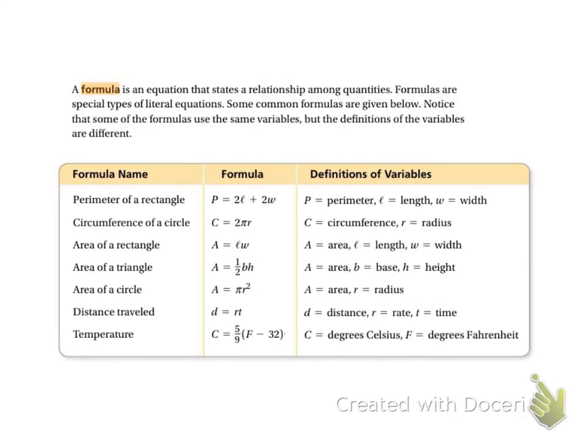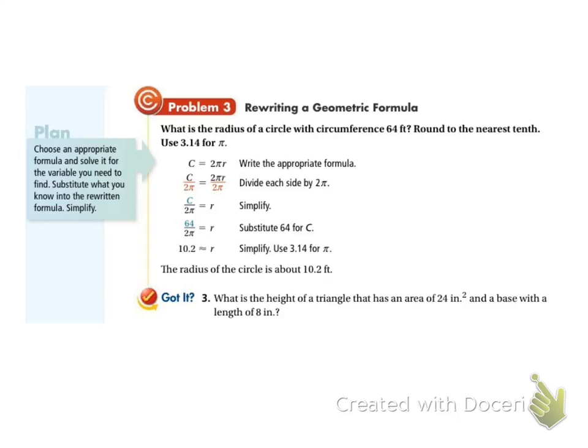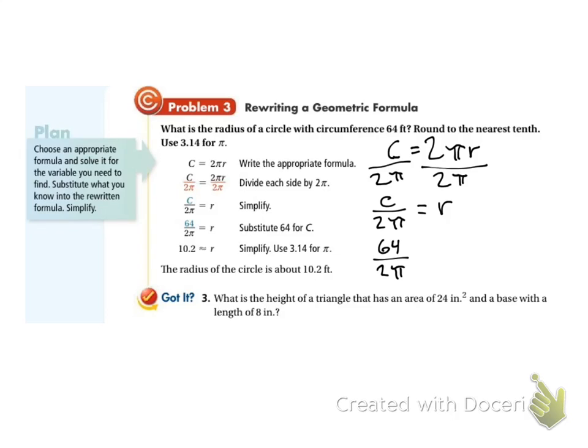Here are some formulas. They're listed in your book for some of your homework problems. For example, here's when we would use it. What is the radius of a circle with circumference 64 feet? So first I'll take my equation for circumference, 2 pi r. I need to solve for the radius. So I need to divide off that 2 pi. 2 pi is just a number, so you can just divide it off together. So I get c over 2 pi is equal to r. Now I can plug in. I have a circumference of 64. So 64 divided by 2 pi equals r.